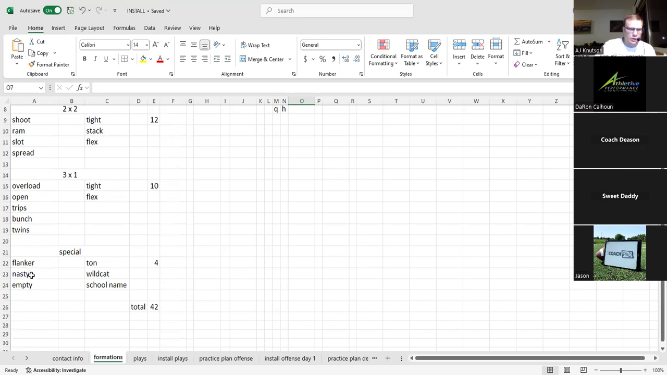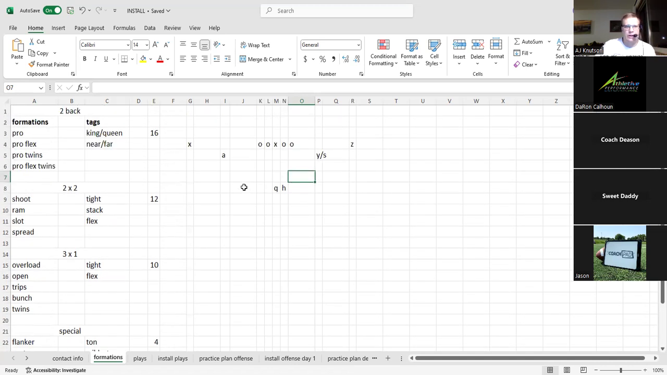Even our wildcat is in our empty. So the only one we don't go that way is when we go flanker right down on the goal line, and we're subbing in an extra tight end for the receiver. Other than that, we're in 21 personnel the whole time, and that's huge for us.